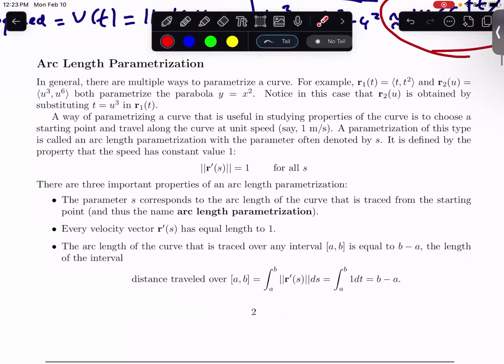And so a way of parameterizing a curve that's going to be useful for us in understanding curvature is to choose a starting point and then travel along the curve at unit speed.